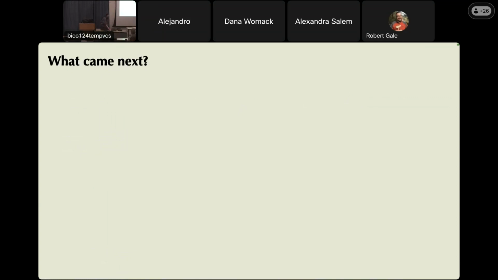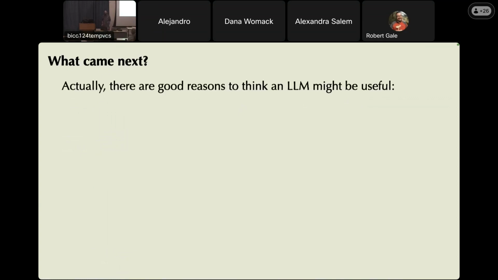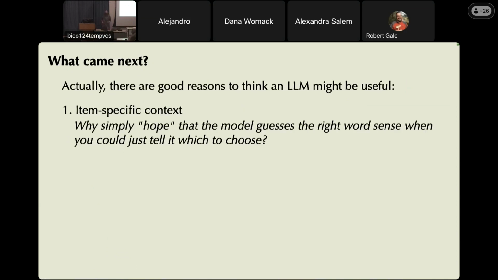But we thought about it a little bit more, and we actually realized there were some good reasons to try an LLM for our naming test. One, item-specific context. Some of the items on the PNT are really problematic, like the ones where there's a lot of disagreement about how to interpret the image, or ones where there's strong polysemy. For example, if the item is guitar, and they say something cowboy related, that's also fine, right?